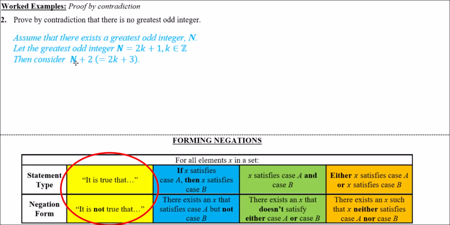What I'm going to consider now, though, is what n plus 2 would be. If I take big N and add 2 to it, that would be 2k plus 1 plus 2, which is just 2k plus 3.